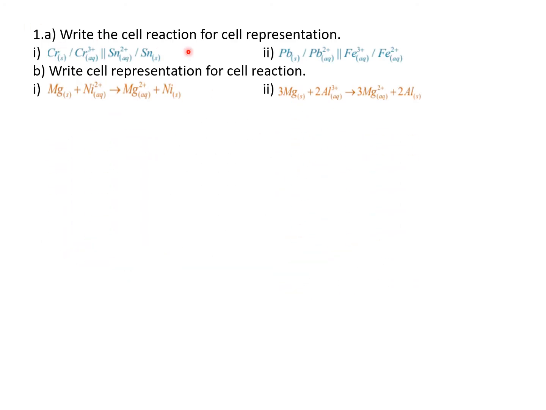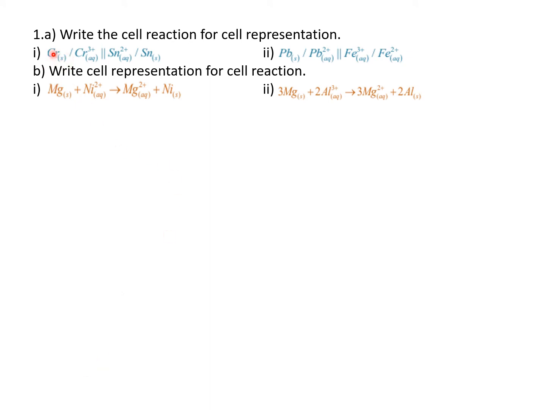We'll see the problems one by one. The first problem: write the cell reaction for the cell representation. This is the cell representation, so we need to write the cell reaction for this. Two reactions are there.